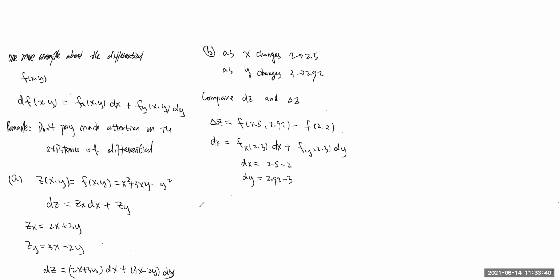So let's compute delta z. If you plug in these numbers, I cannot do it by hand because the numbers are big, so you use a calculator. The answer is 0.6449. For dz, I can compute it, and that's why we use this one, because you can handle it. So let me first compute f_x(2,3), you plug in right here.